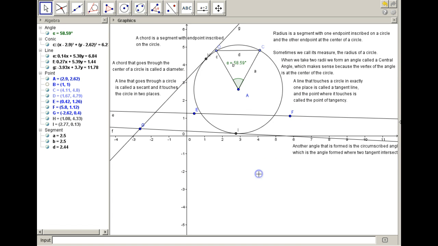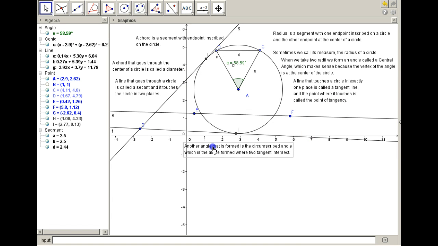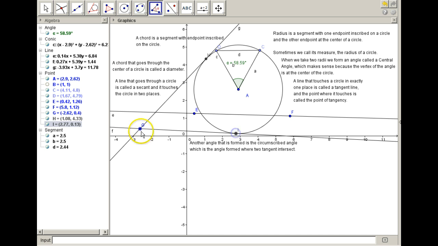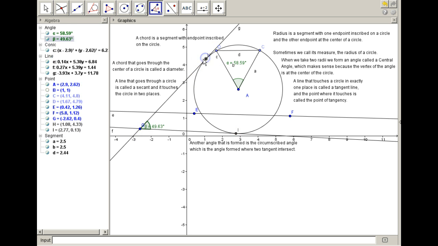So, a circumscribed angle. This is the circumscribed angle. It's the angle formed where two tangents intersect. So let's just make sure we're clear on that. So there we have a tangent. Now we have a circumscribed angle. It's built where these intersect.